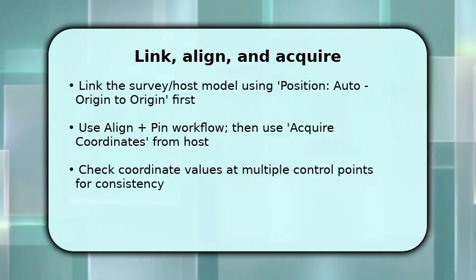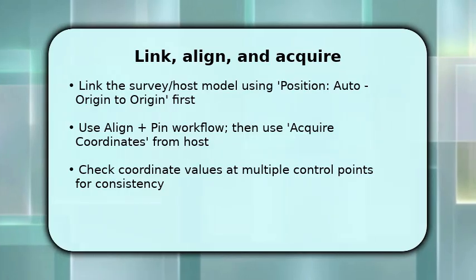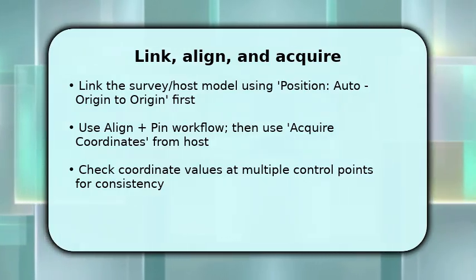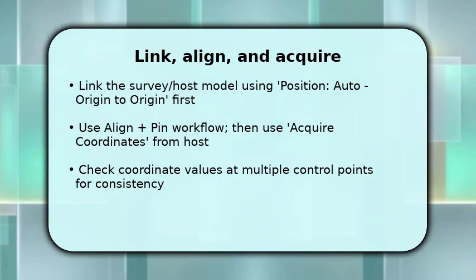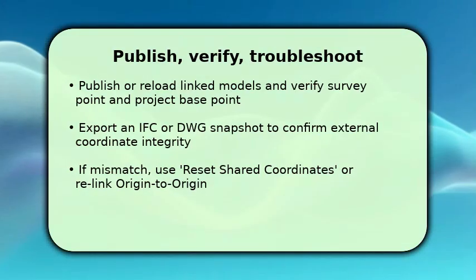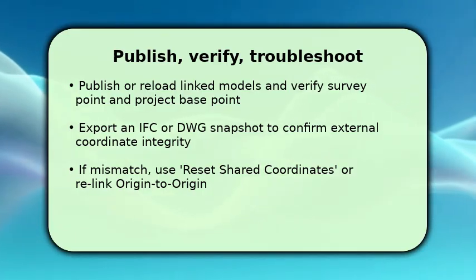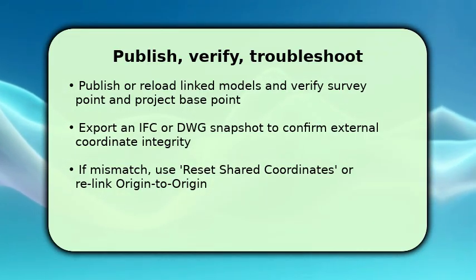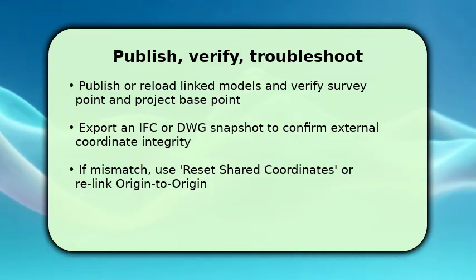After acquisition, verify by measuring distances and reading coordinates at least 2 non-collinear control points to confirm correct orientation and scale. Finish by publishing and reloading links, then verify both the survey point and project base point values in plan views and schedules. You should export an IFC or DWG to confirm the coordinates carry into consultants' files.